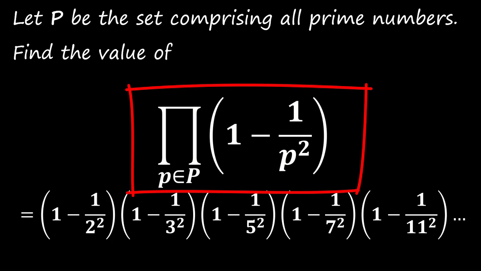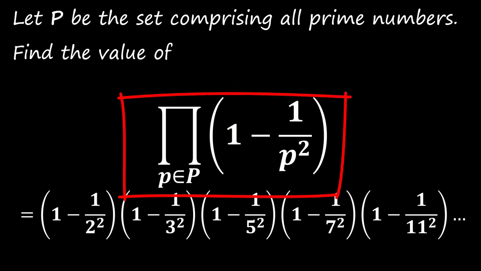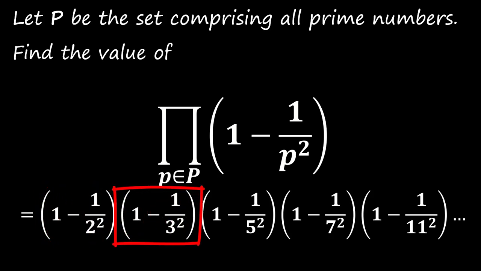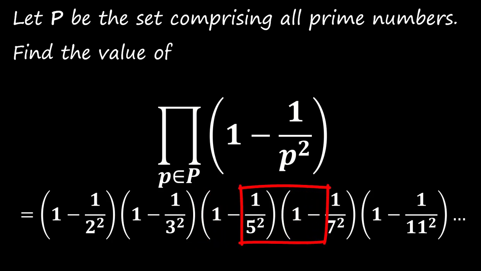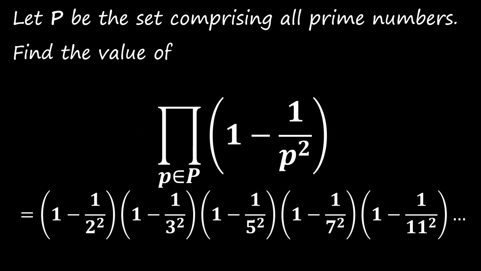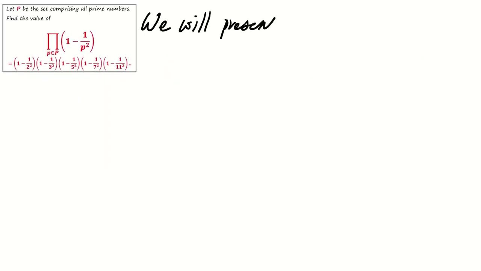So the first few terms of this expression is 1 minus 1 over 2 squared, times 1 minus 1 over 3 squared, times 1 minus 1 over 5 squared, times 1 minus 1 over 7 squared, and so on. Please have a good try before you look at the answer. We will present two different methods to solve this problem.